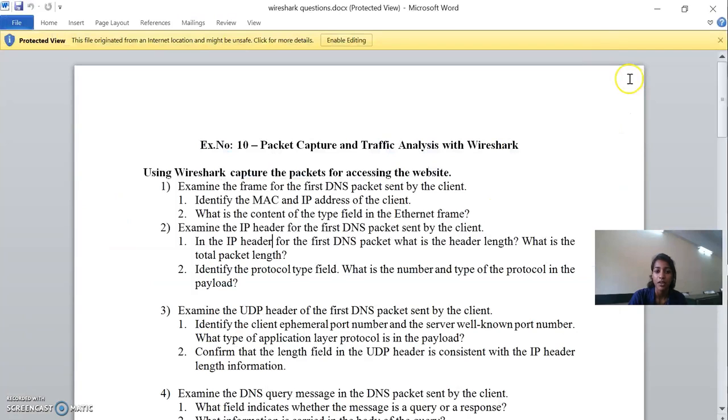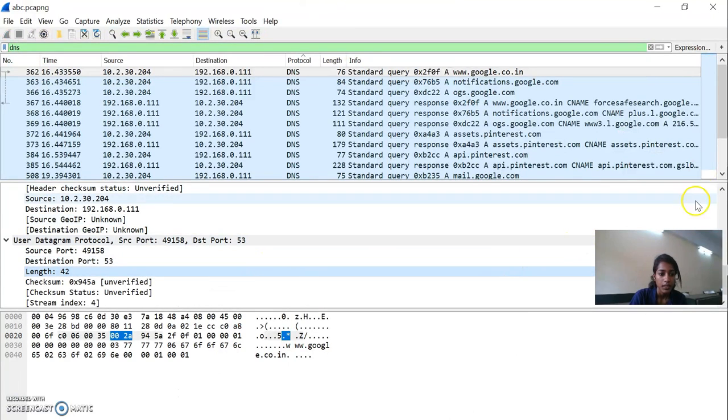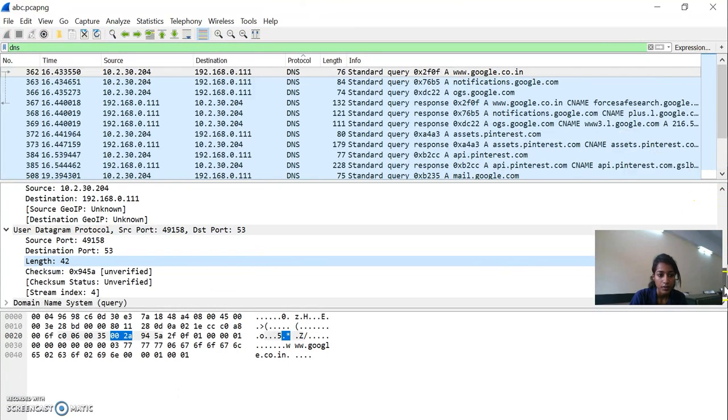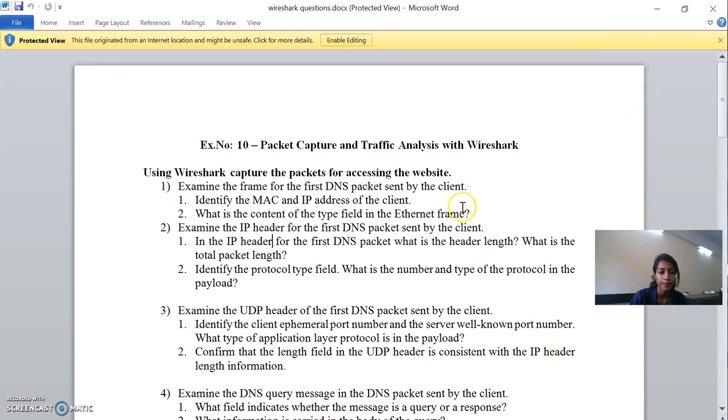And they are also asking to confirm that the length field in the UDP header is consistent with the IP header length information. So the stream index is 4 and checksum status is unverified. So that's it. Moving on to the next question.